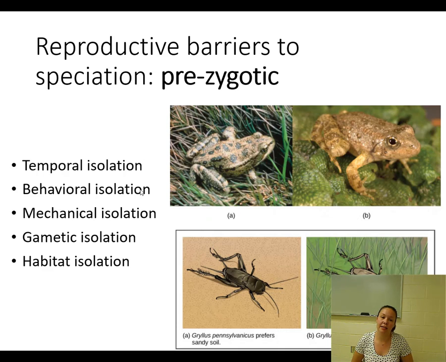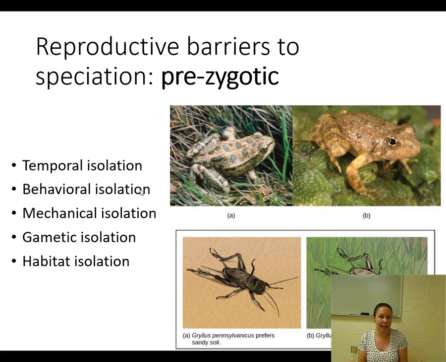Mechanical isolation is that the reproductive organs of the two species don't physically fit together. Gametic isolation is the fact that the two organisms actually are able to mate together, but the early embryo or the zygote actually does not form because something happens with the gametes, and the gametes are egg and sperm. So they may come together, but they don't form a zygote.